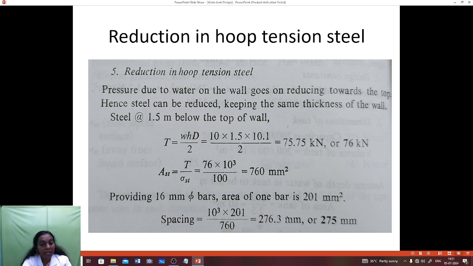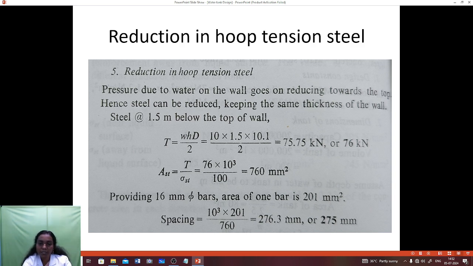Where W is the density of water. We know the value, 10 Newton per mm square. And H means below the top of the wall. So below the top means the overall height is 3 meter divided by 2, so 1.5 meter. Now we put the values: height 1.5 meter, and the diameter of the tank is 10.1, divided by 2. Multiplying the density, height and diameter and dividing by 2, we find the hoop tension.